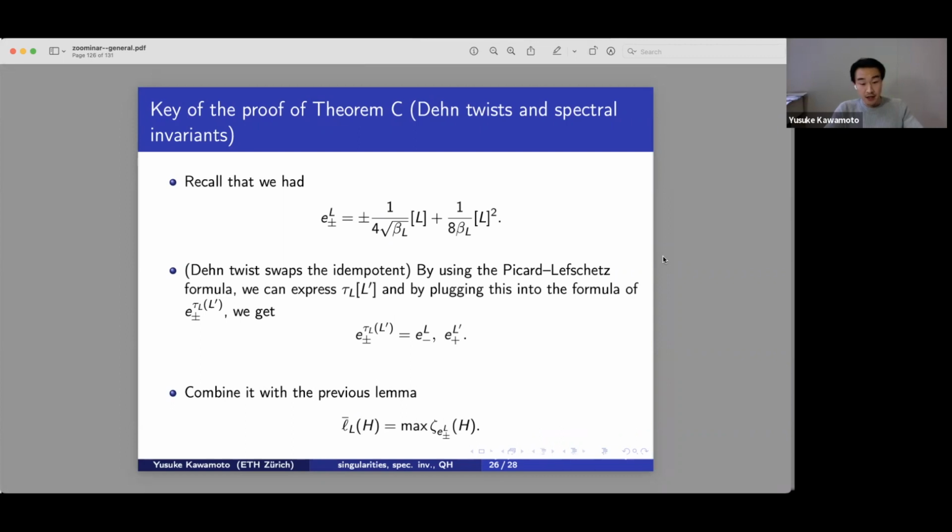I said earlier that you can express the asymptotic Lagrangian spectral invariant in terms of the asymptotic Hamiltonian spectral invariant. By using all these three things, you can complete the proof.